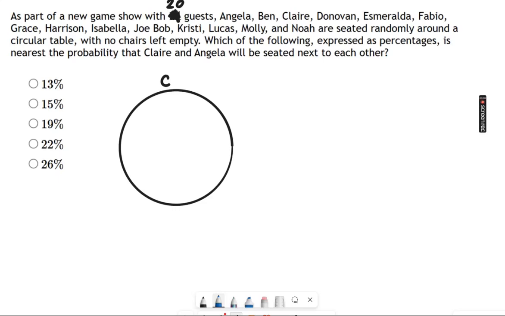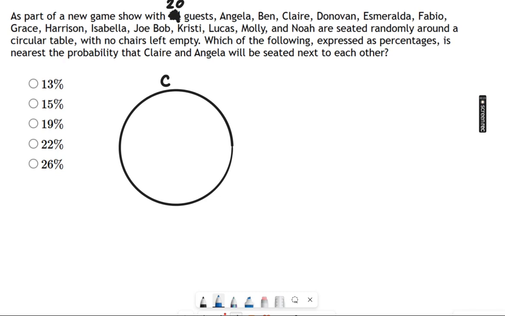All right, we have a circular table here, and I've drawn one person sitting at the circular table. There's Claire with the C. And I don't really care where Claire is sitting. She could be sitting at the top here, she could be sitting over to the side. It doesn't matter. We know Claire has to sit at the table, and there's 19 other people who are going to sit at the table also for 20 total.